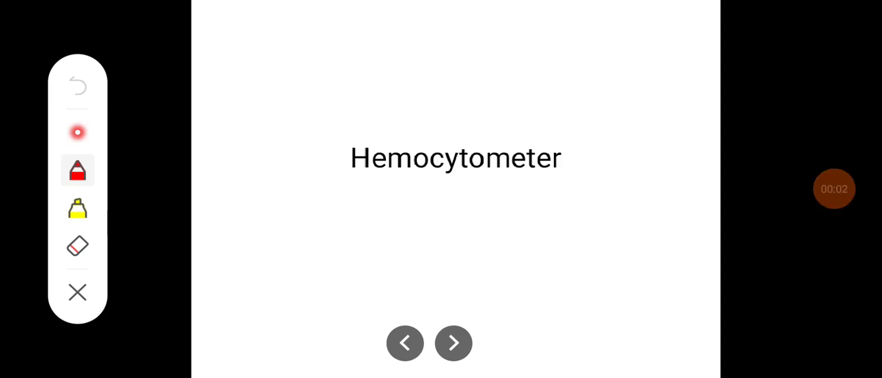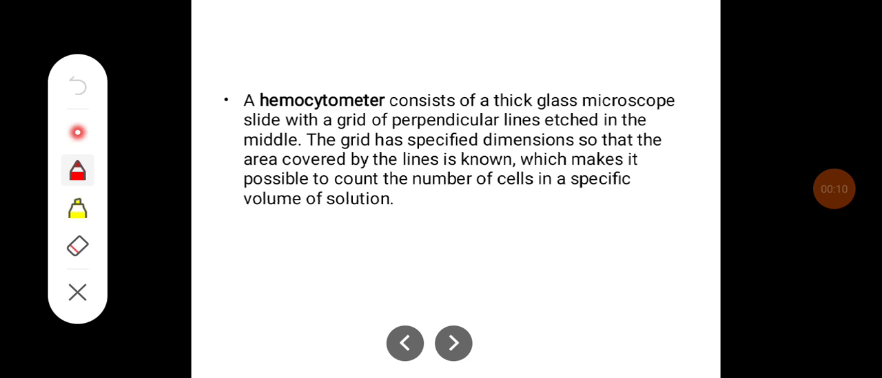Hello everyone. In this class, we'll try to learn about what is a hemocytometer and what are the principles of hemocytometry. Hemocytometers in hematological practicals are usually utilized to enumerate RBCs, WBCs, and platelets, sometimes even sperms in semen.